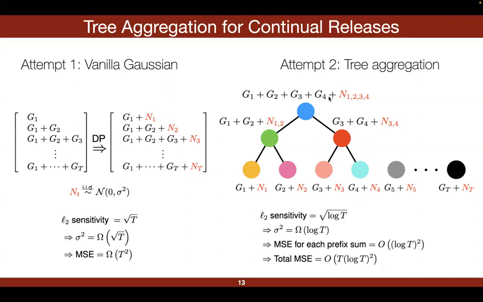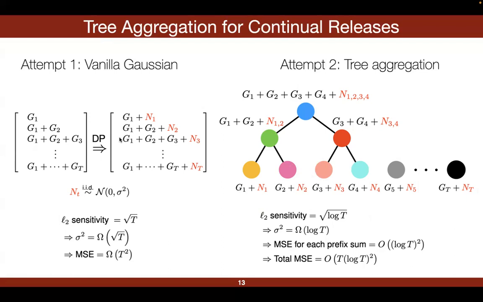So the number of additional noise terms will have another factor of log t. Also, the L2 sensitivity for this prefix tree is also log t, because each gradient gi will be included in at most log t nodes. So doing this tree aggregation trick, the total MSE can be reduced to something like t times log t squared. This is much better than the vanilla Gaussian.